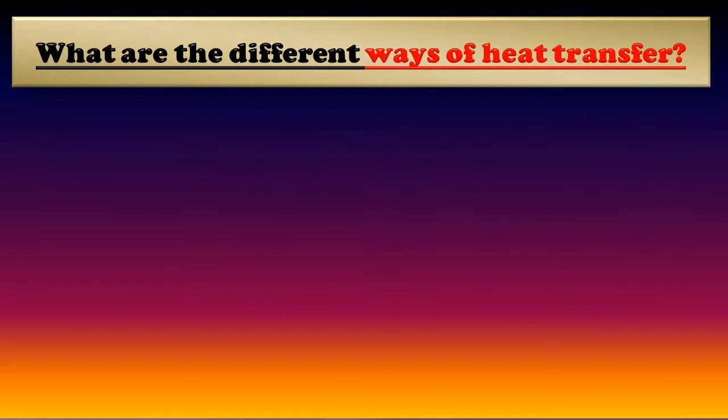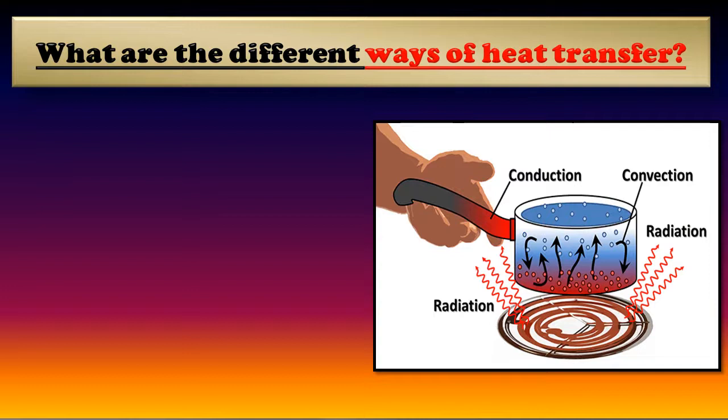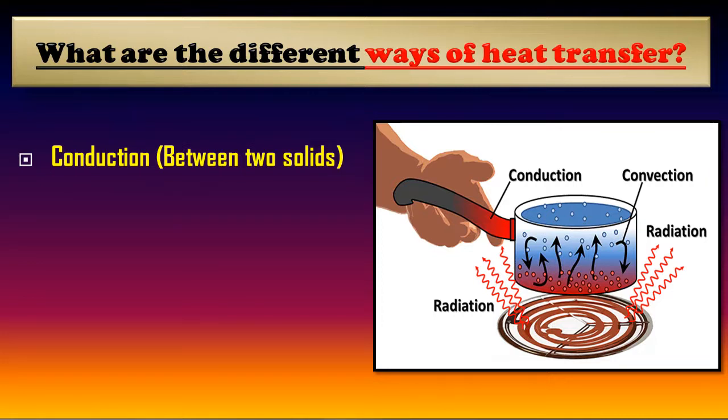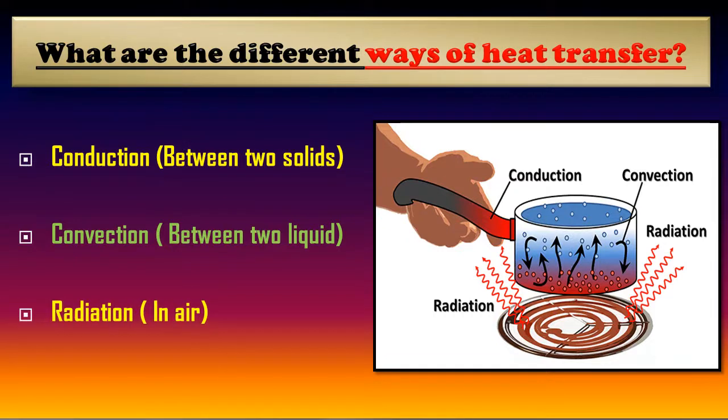Now the next question is, what are the different ways of heat transfer? We know there are three different ways of heat transfer: first is conduction, then convection and radiation. Conduction is heat transfer taking place between two solids, as you can observe in the diagram also. Convection takes place within a liquid. And radiation is heat transfer taking place in the air. So these are the ways of heat transfer.